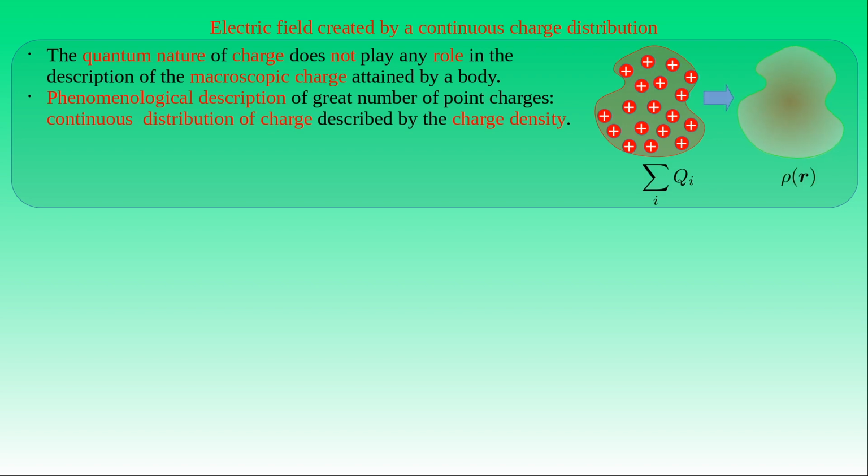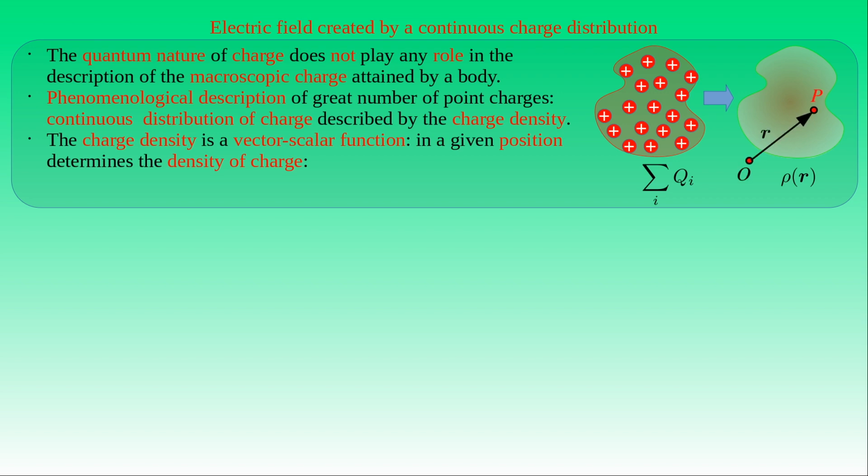Such a continuous distribution of charge is described by the scalar-valued vector function called charge density. For a given point determined by a position vector r with respect to a reference point O, the charge density ρ gives the density of the charge in that point. However, the strict interpretation of the density of charge depends on the geometry of the charge distribution.